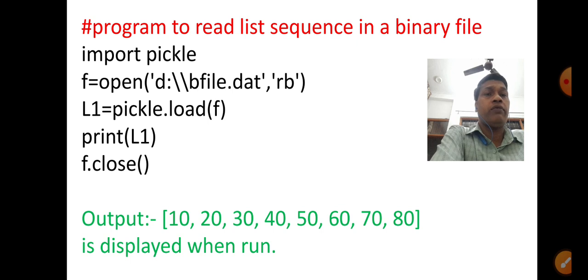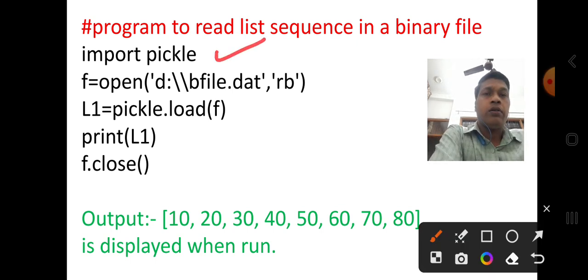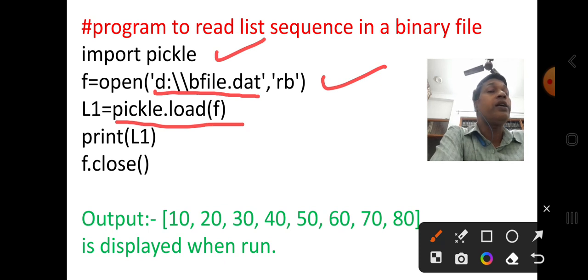Program to read the list sequence that was already written by your previous program. You can look here that pickle is the module. The pickle module contains load and dump methods. This is the file object, and you are just calling pickle.load and passing the file object into the load method. It will read content from your file. These are the file details. B file.dat is the name of the file and it exists in your D drive, and RB is the file mode.